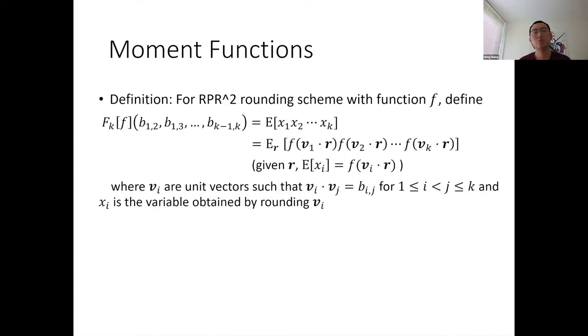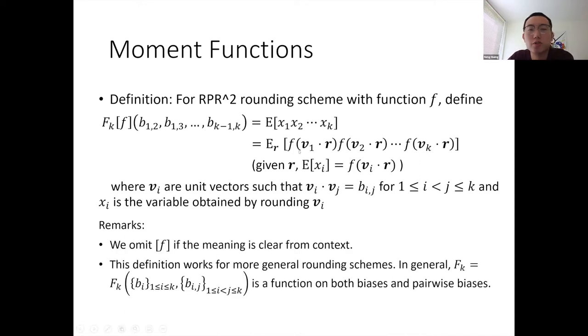Inspired by this observation, we define the moment functions as follows. For an RBR squared rounding scheme with function f, we define its kth moment function, denoted capital F sub k, bracket f. This is a function on k choose two inputs, which are the pairwise biases among these k vectors, to be the expected value of this monomial x1 times x2 times dot dot dot times xk. And since we're using an RBR squared function, this is also equal to the expected value over r of f of v1 dot r times f of v2 dot r, dot dot dot, f of vk dot r. Here the vi's are unit vectors such that their pairwise dot products are defined by these pairwise biases, and xi is the variable obtained by rounding vi.